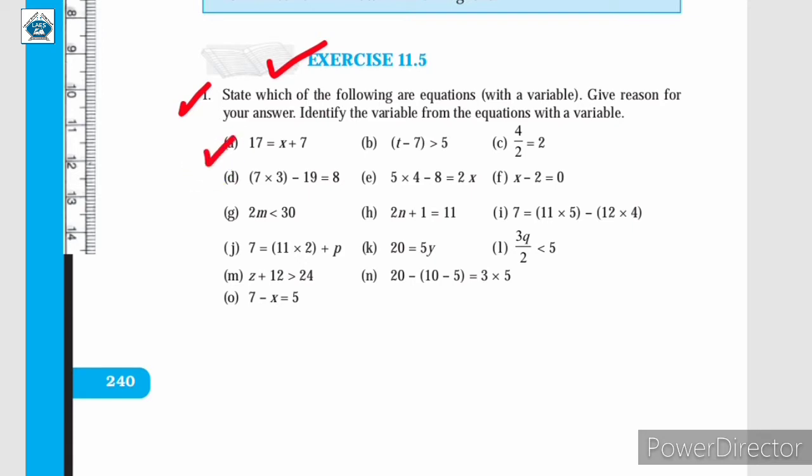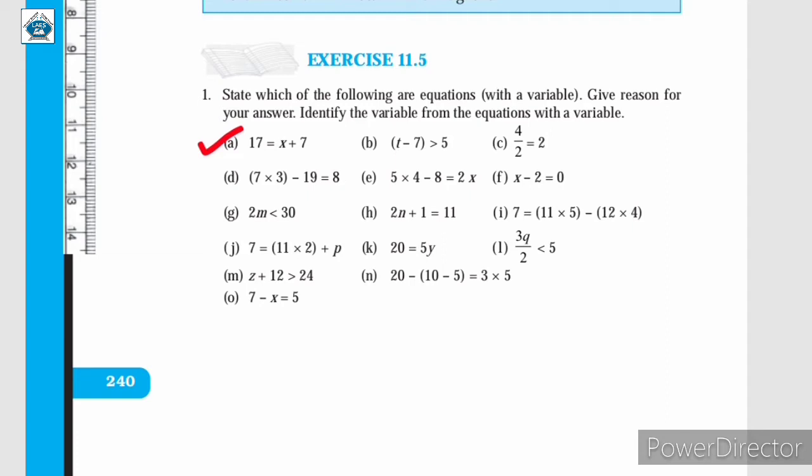First, 17 is equal to x plus 7. So here in question number 1, you need to state which are equations with a variable, and we also need to give reason for the answer. If there is an equation that has a variable, then we also have to identify the variable in it. So in the first case we have 17 is equal to x plus 7.